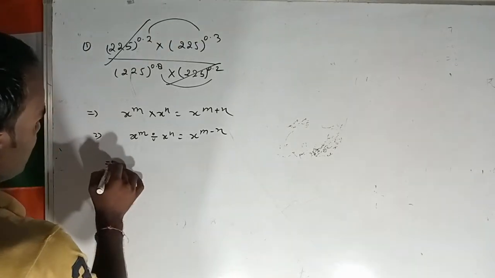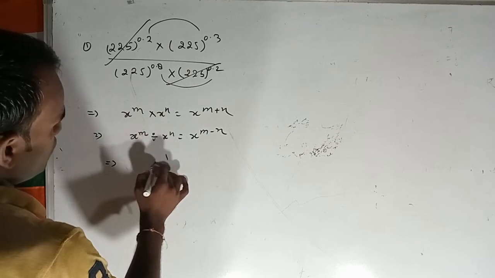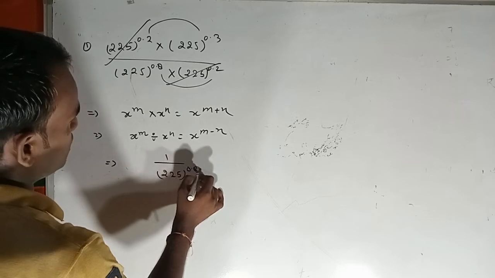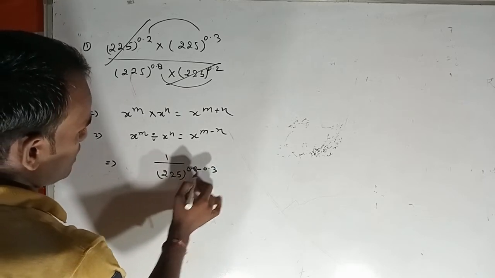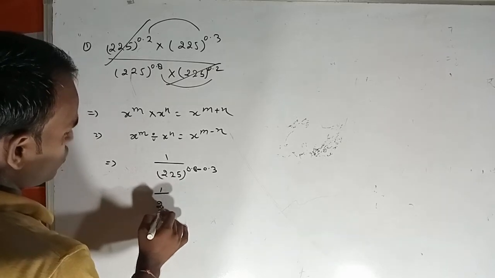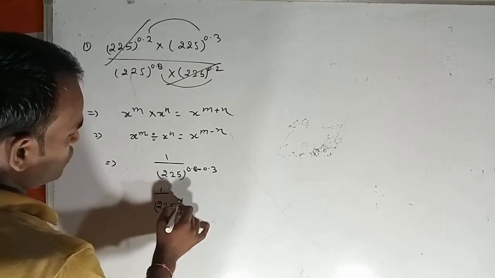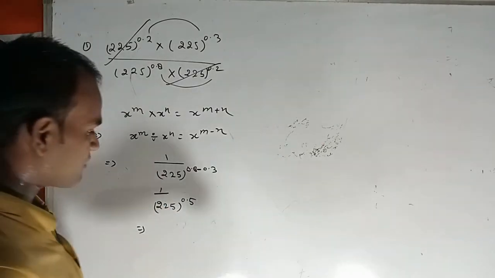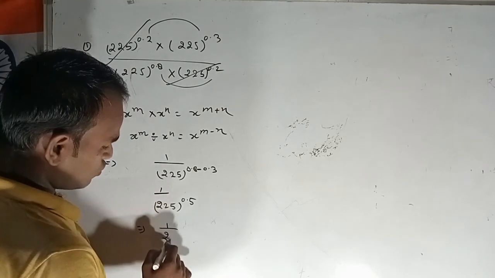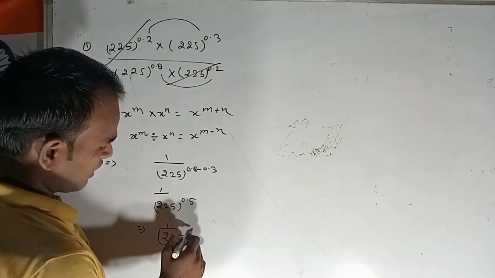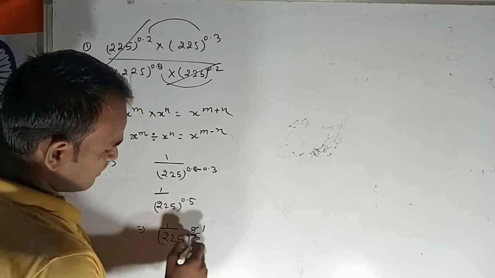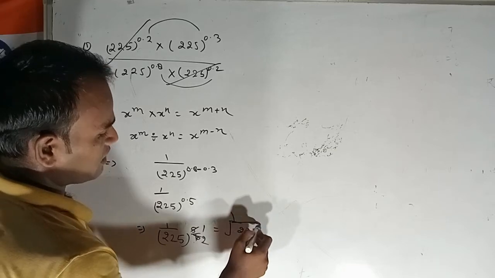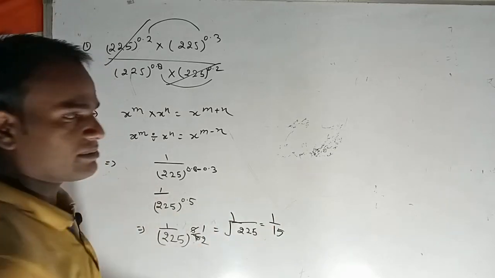So what do we have? We have 1 upon 225 to the power 0.8 minus 0.3. Here minus is there. This means 225 to the power 0.5. What does it mean? If you don't know the direct value, then we will solve it like this. 0.5 means 5 upon 10, which is 1 upon 2, so 1 upon under root 225, which means 1 upon 15. This will be the answer.